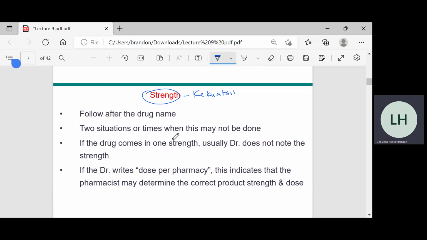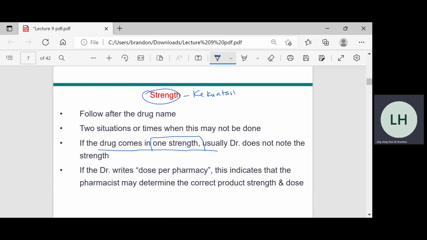So two situations or times when this may not be done. Sometimes kalau itu ubat kan dia datang dalam bentuk satu kekuatan saja, one strength. The doctor will normally just ignore the strength part. Okay, so sometimes kalau dalam klinik ataupun hospital, kalau ubat itu hanya ada satu kekuatan saja. Okay, just one strength saja. So sometimes the doctor will not indicate the strength lah.